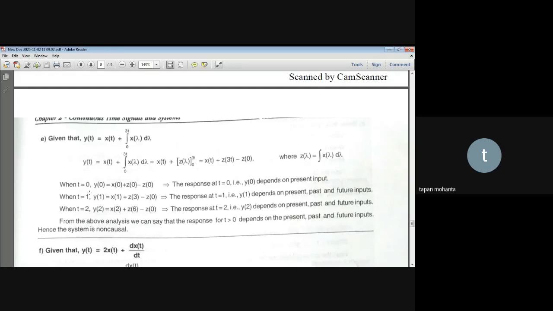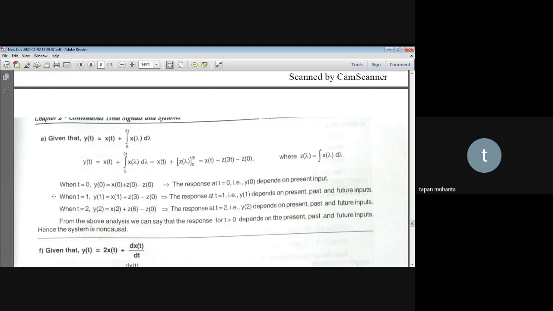Then the response at t equals 1, that is y of 1, depends on the present, past and the future input. Similarly, in the case t equals 2, the output response y of 2 is x of 2. So x of 2 and z of 3 are the future terms, and z of 0 is the present term. So obviously y of t depends on the present, past and future terms. That means this is a non-causal system.